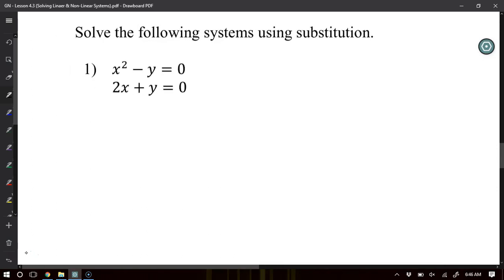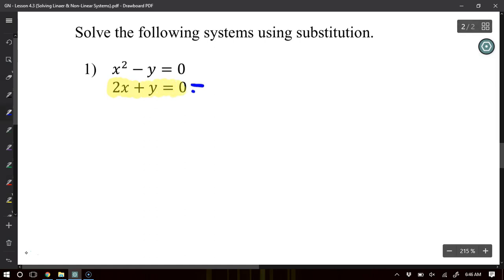x squared minus y equals 0, 2x plus y equals 0. I'm still going to use substitution for this because the directions say so. And so what I'm going to do is take this top equation and solve for y, or I can take this bottom equation and solve for y. Now, if I look at the two for substitution, I believe it's going to be easier to solve for y here because we have a positive y.